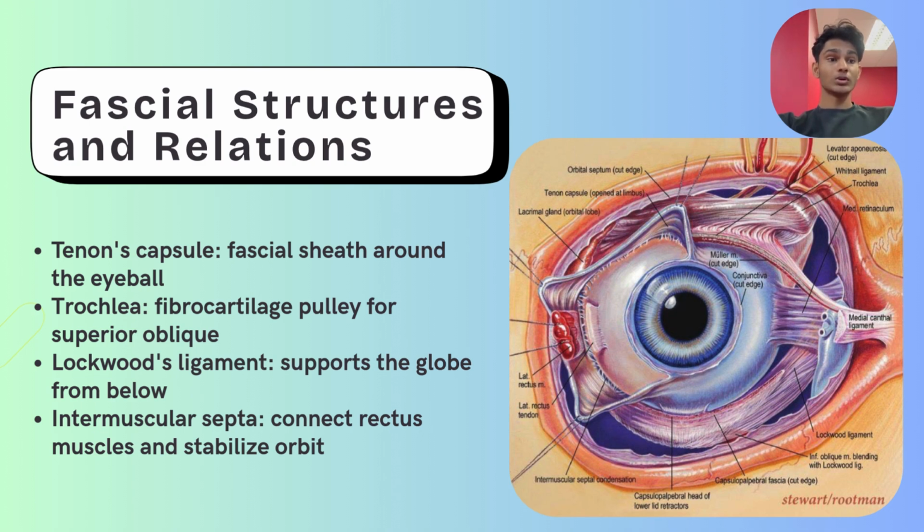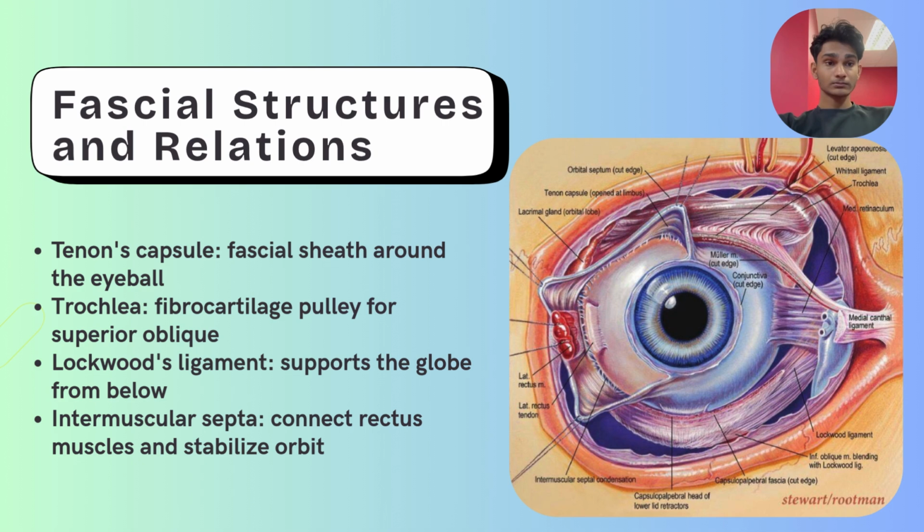Trochlea. The trochlea is a small loop made of cartilage located in the upper inner corner of the orbit. It acts like a pulley for the superior oblique muscle. The muscle passes through the trochlea and changes direction, which helps the eye move down and in. Without the trochlea, the superior oblique wouldn't work properly.